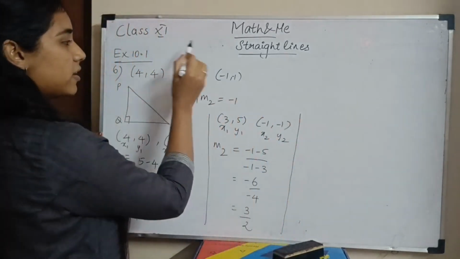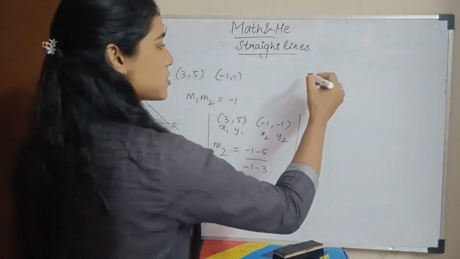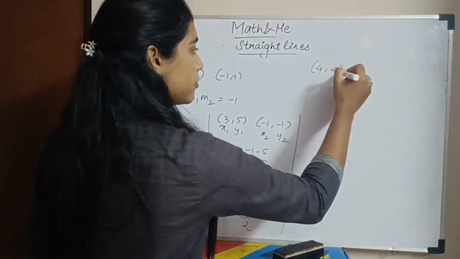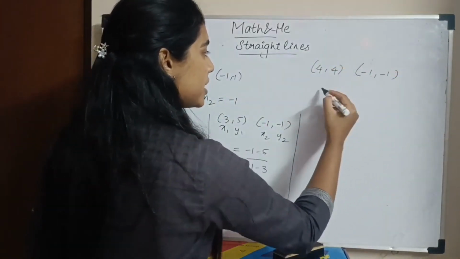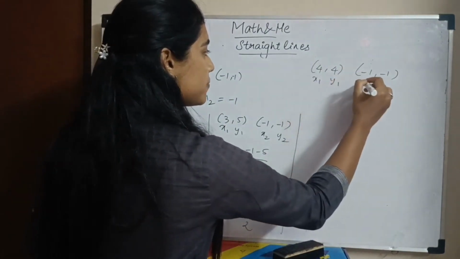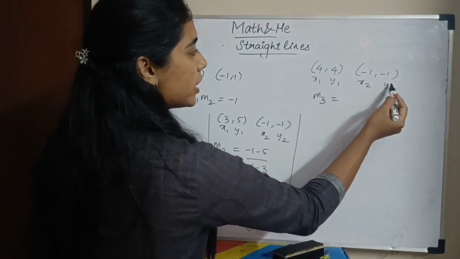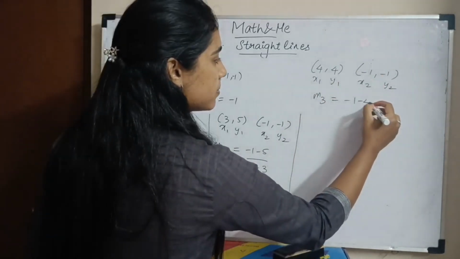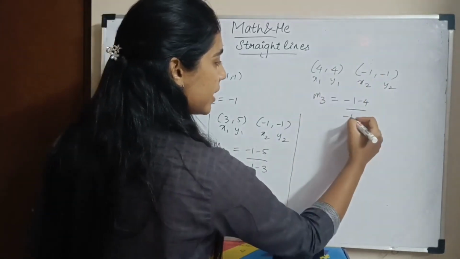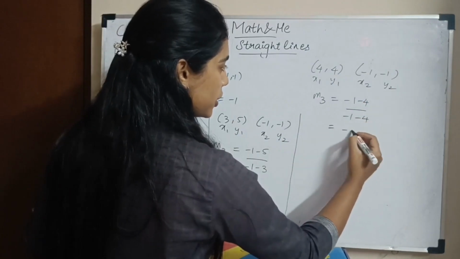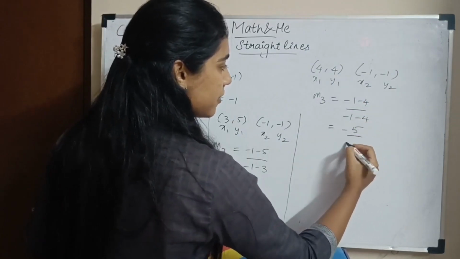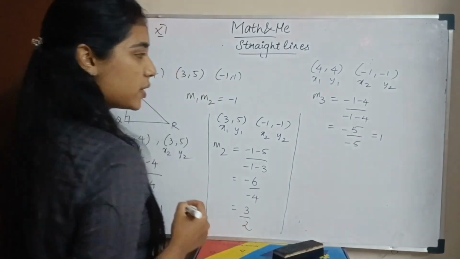You have the other 2 points, (4, 4) and (-1, -1). These are x1, y1, x2, y2. So slope m3 equals y2 minus y1 divided by x2 minus x1. So what do you have? -5 divided by -5, which is equal to 1.